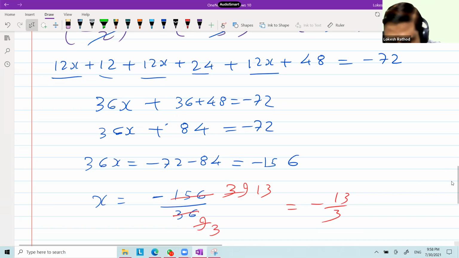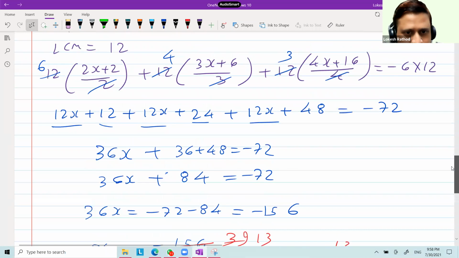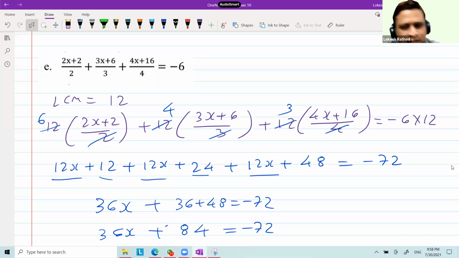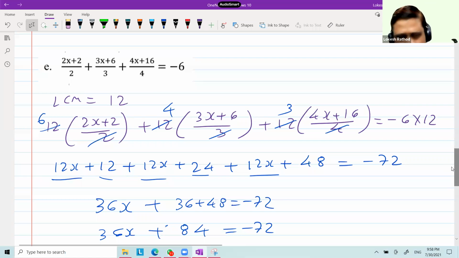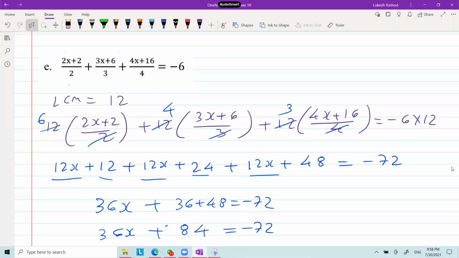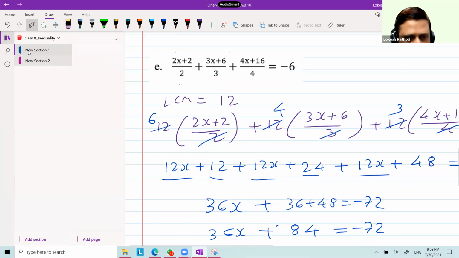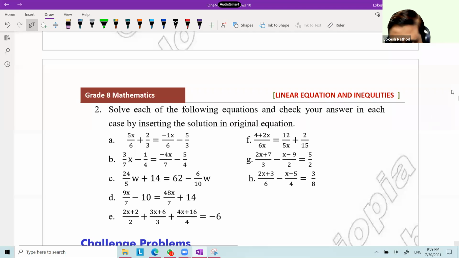Clear this thing? Anyone having any doubt in this? Yeah. So this is another type of question where fraction is involved. So whenever fraction is involved, multiply each term by the LCM of the denominators. Yeah. Clear? Great. So next concept in this, we will be doing a few questions for each concept, right? For each concept, we will do more questions on the same concept.